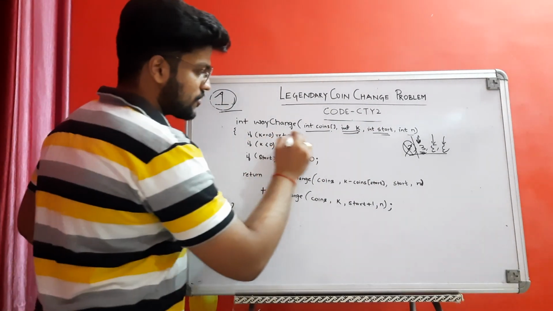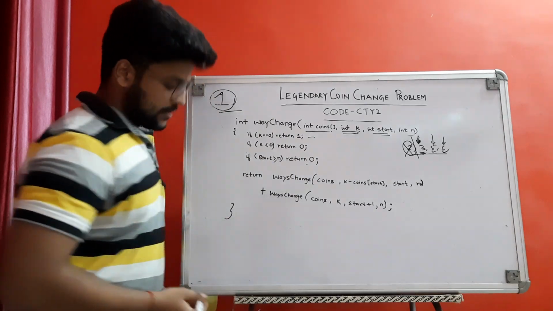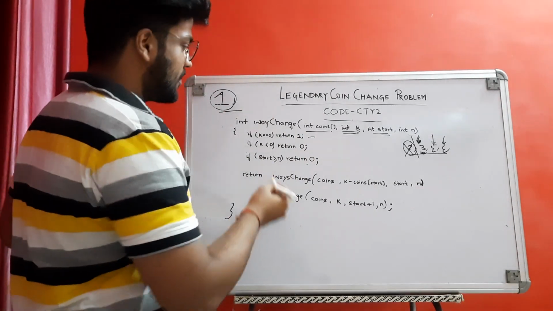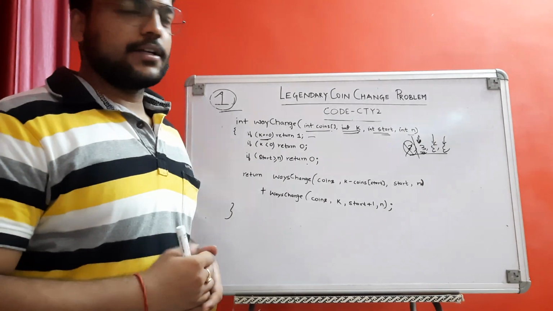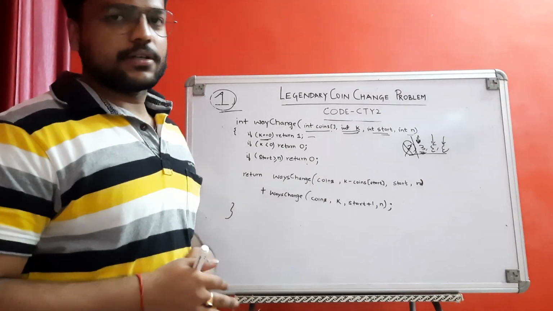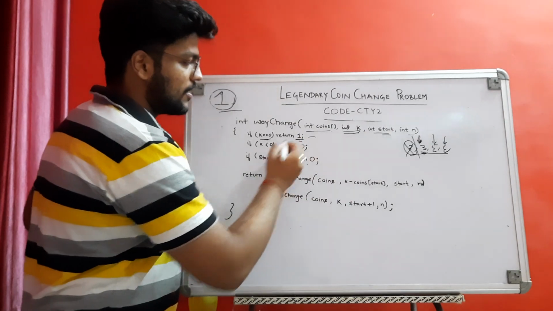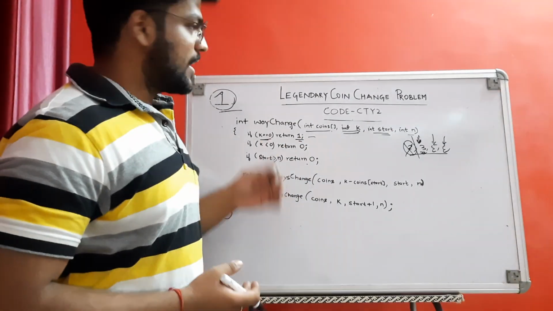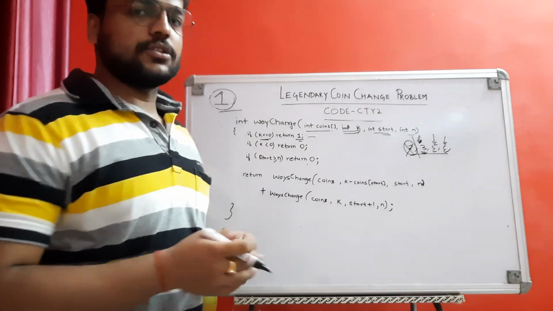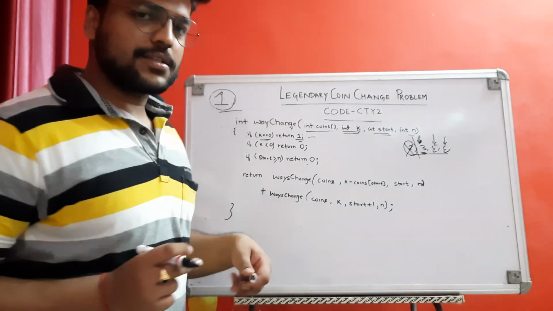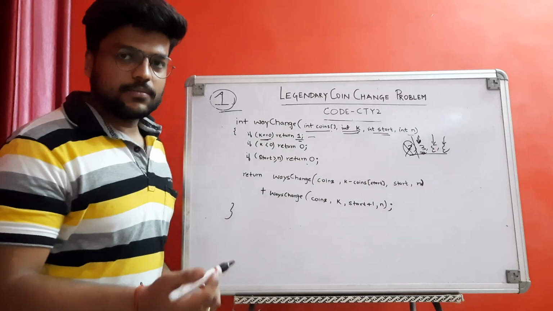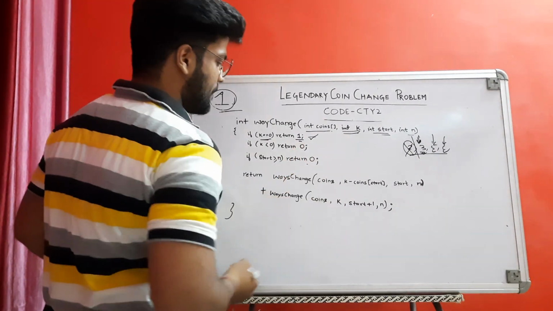If k is equal to 0, then return 1. I have told you that if the required sum is 0, there is only one possible way to do that, like you don't take any denomination. So one way. Again, if k is equal to 0, you have to make sum 0. And how would you do that? You won't take any denomination from the coins, so you will get the sum equal to 0. So there is only one way.